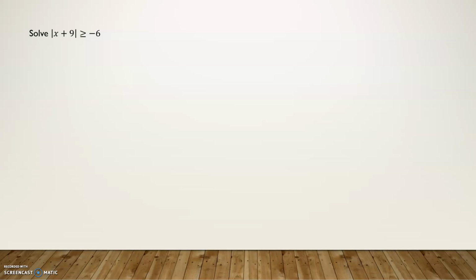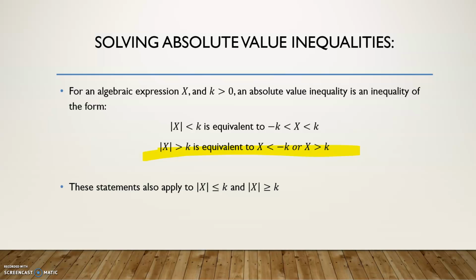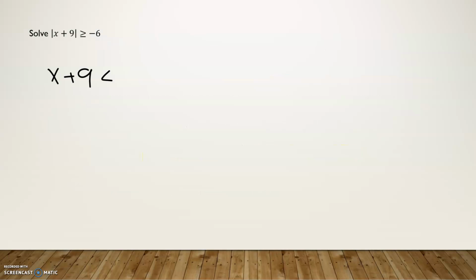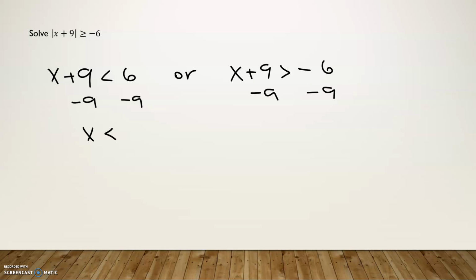Okay, so I need x plus 9, and then I need less than negative k. Our k is negative 6, so a negative 6 will give us a positive 6. Or x plus 9 greater than negative 6, and we'll solve both of these. So subtract 9, I'm just going to go across. So we got x less than, that's going to be a negative 3. And then we've got x greater than, and that's going to be a negative 15. And we will plot those.